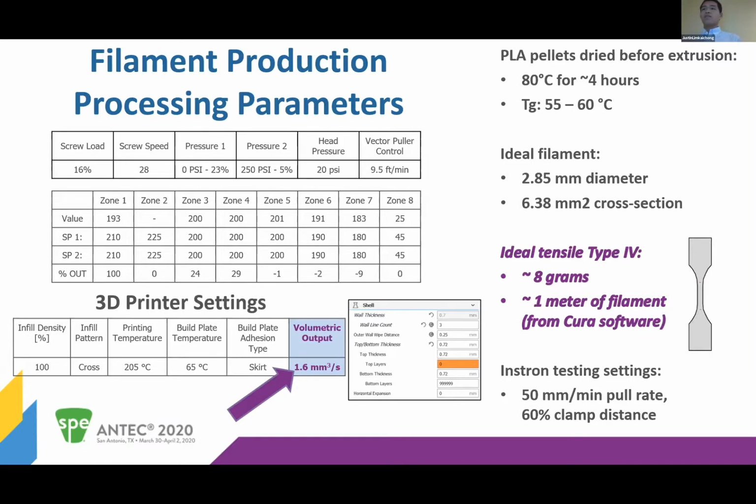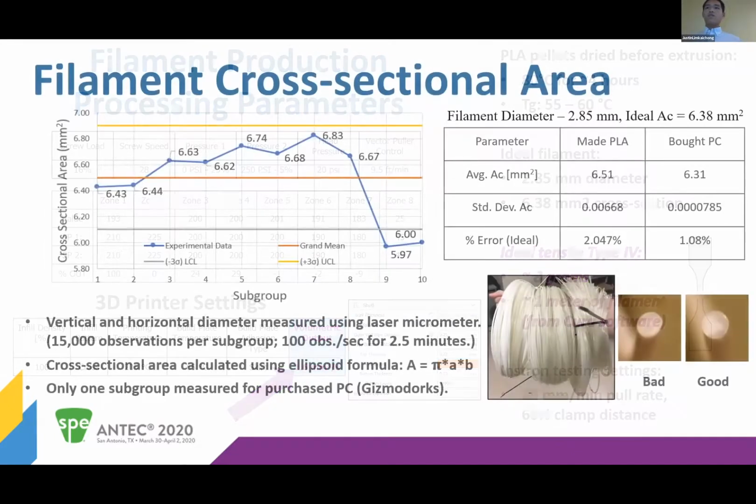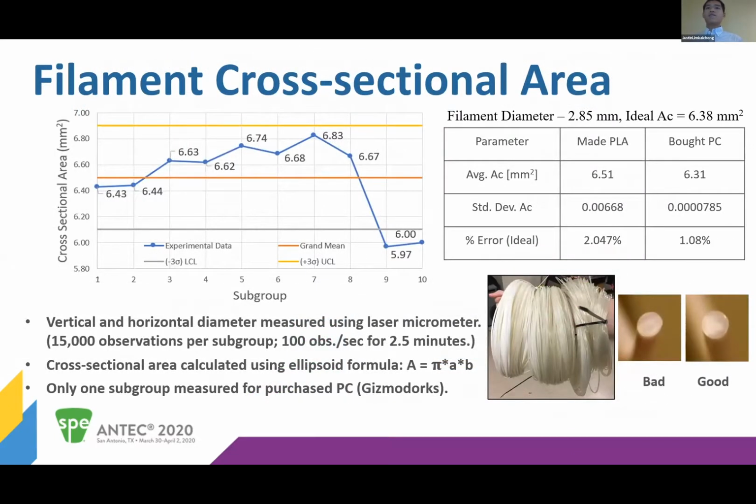So something I wanted to point out here was that according to Cura, our slicer software, our parts should have weighed around 8 grams and used 1 meter of filament. So here is the data that we got in terms of the cross-sectional area of our filament. As you can see, our filament is quite bad per se.